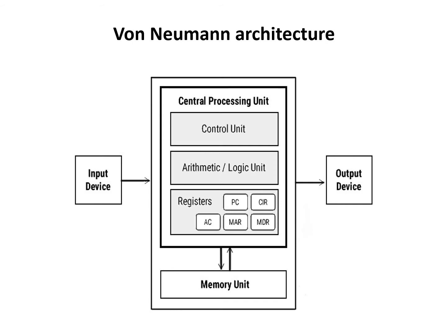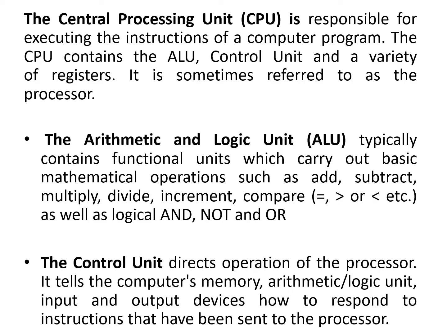This is the architecture diagram given by von Neumann, and it's known as von Neumann architecture. Here the diagram shows the various units present inside a central processing unit and how they are linked with the input, output, and memory devices. Next we move to the detailed explanation of various components, how they interact with other components, and how they work together.